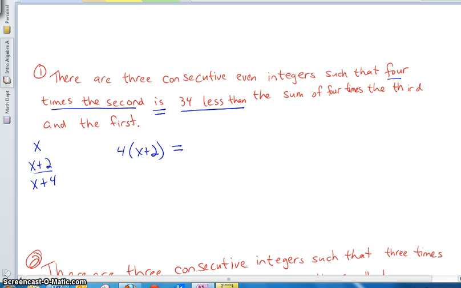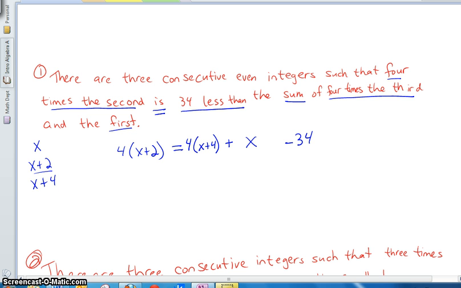So I have to think, does that mean 34 minus something? Or does that mean some number minus 34? Hopefully we know that it's some number minus 34, because it's 34 less than something else. So it's something else, and I subtract the 34. Less than the sum. Sum means I have to add 2 things. And the 2 things I'm adding are 4 times the third. So it's 4 times x plus 4. And the first. The first is being x.